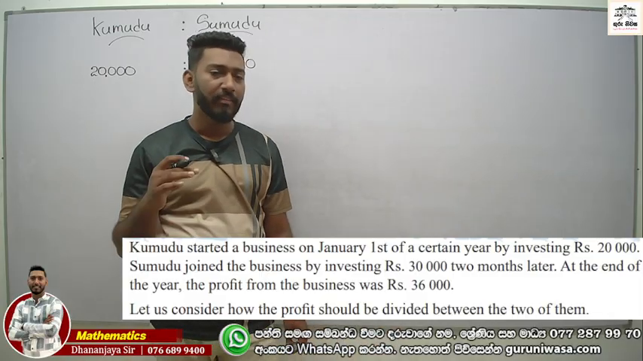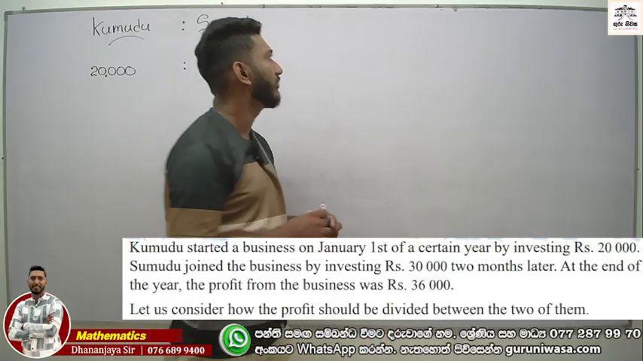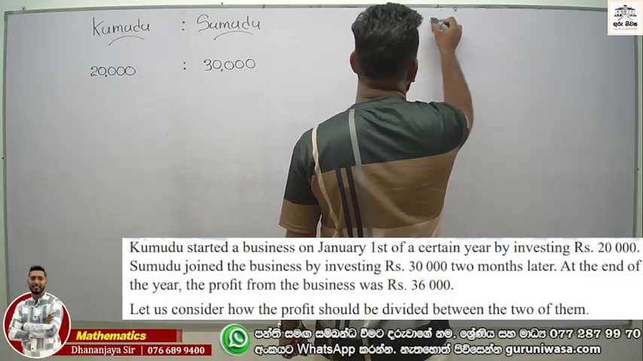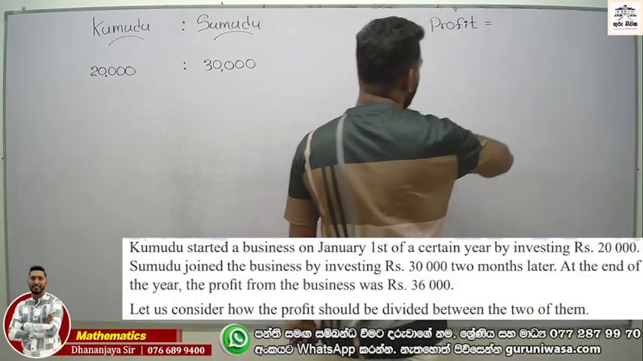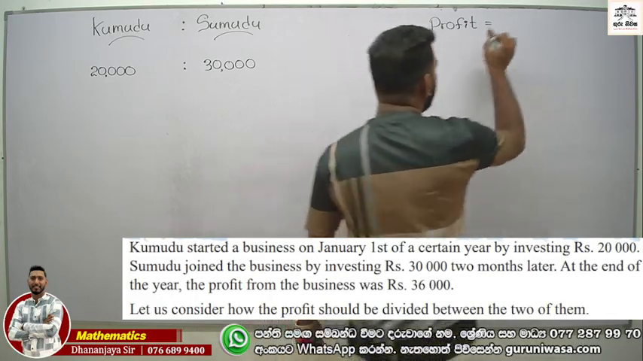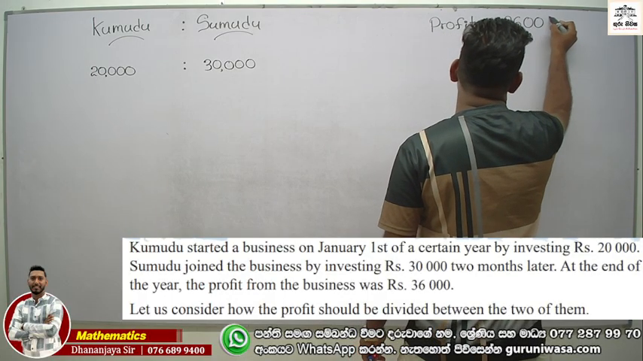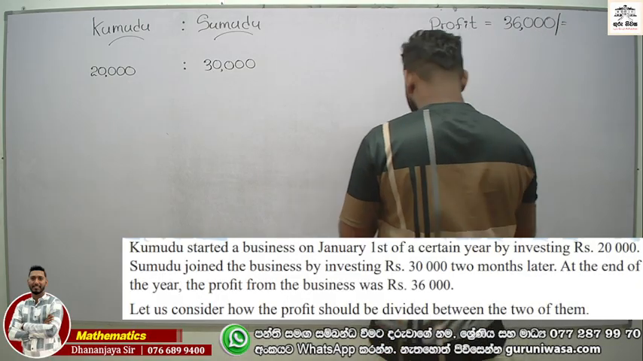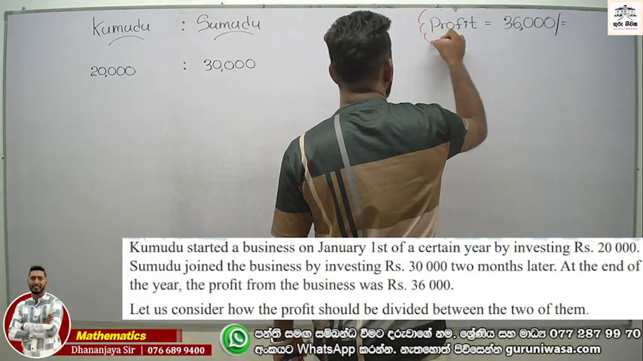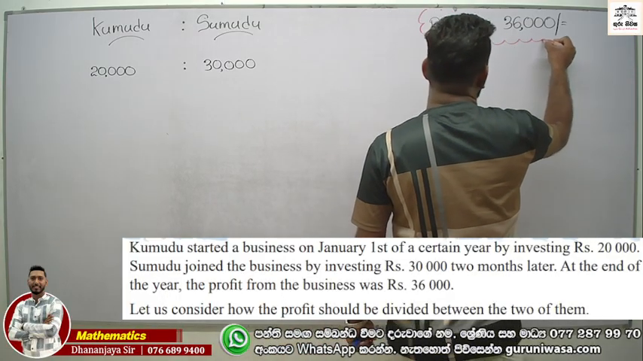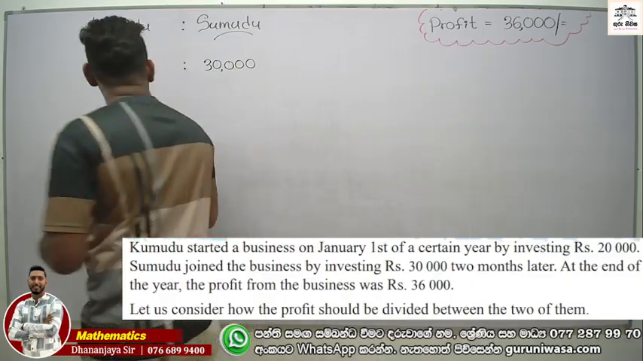And at the end of the year, the profit from the business was 36,000. Now look at this. Therefore, the total profit at the end of the year is 36,000 rupees. Now this is the total profit. Right.